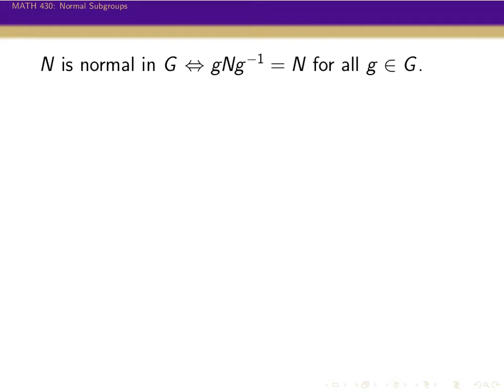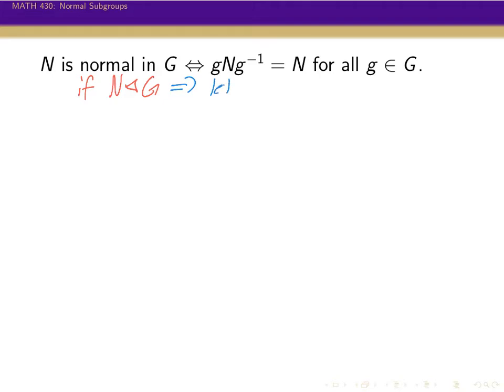Well, then what that really boils down to is that g N g inverse, which we call a double coset, is going to be equal to N for all g in G. So let's give a quick proof of why this is true. If N is normal in G, and let's use our notation, let's go back to blue though.